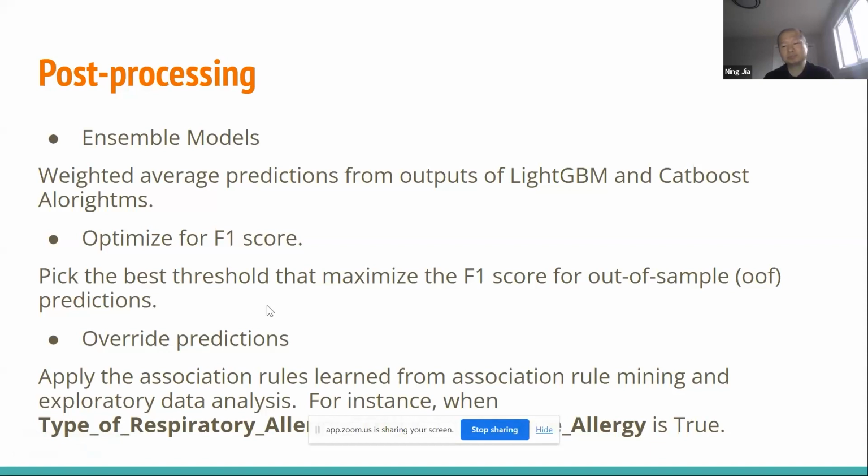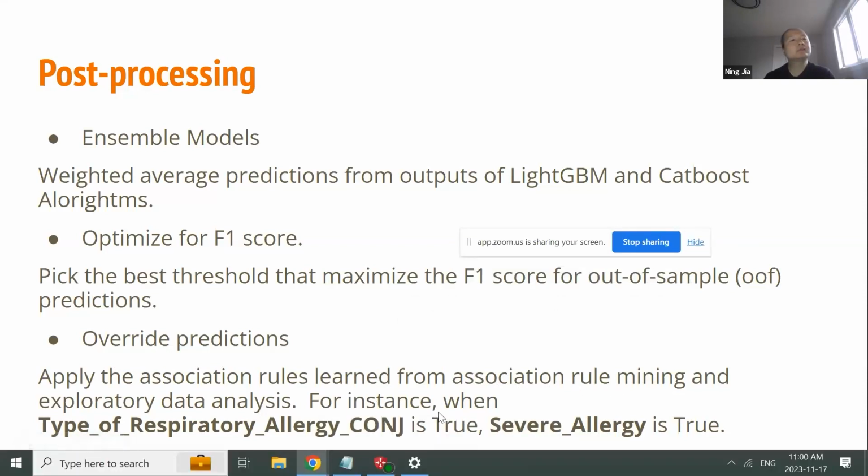Something similar to the previous presenter's solution. Yeah, we have to fine-tune the threshold. And also, last one, I also override some predictions because we learned some association rules. I learned from exploratory data analysis, and I also ran an association rule mining algorithm. So this is some new rules. So something like this.